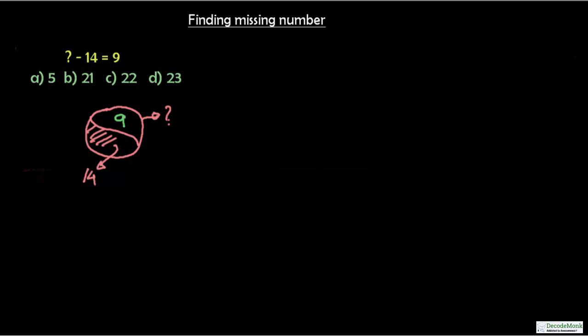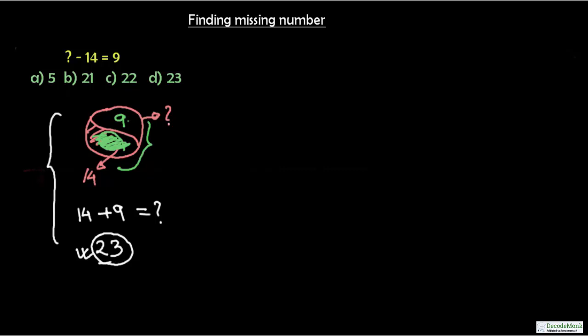This whole thing represented by question mark minus this portion represented by 14 is equal to 9. So from this figure we can say that if we add this part represented by 14 and this part represented by 9, this should be equal to this question mark, or the part represented by this whole circle. So 14 plus 9 will be equal to the question mark. So 14 plus 9 is 23. So this is the answer to this particular question. So this is one way of thinking about this particular problem. This is one way of doing this problem.